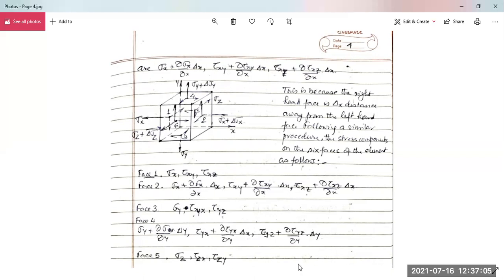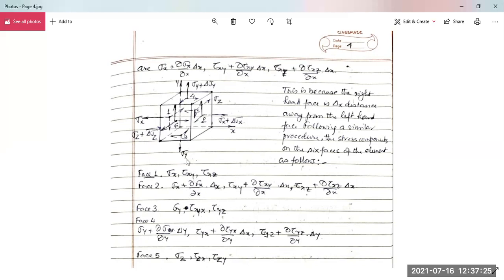So face 3, this is face 1. This is inside, the rear side is face 2. No, not, this is face 1, the right side is face 2.